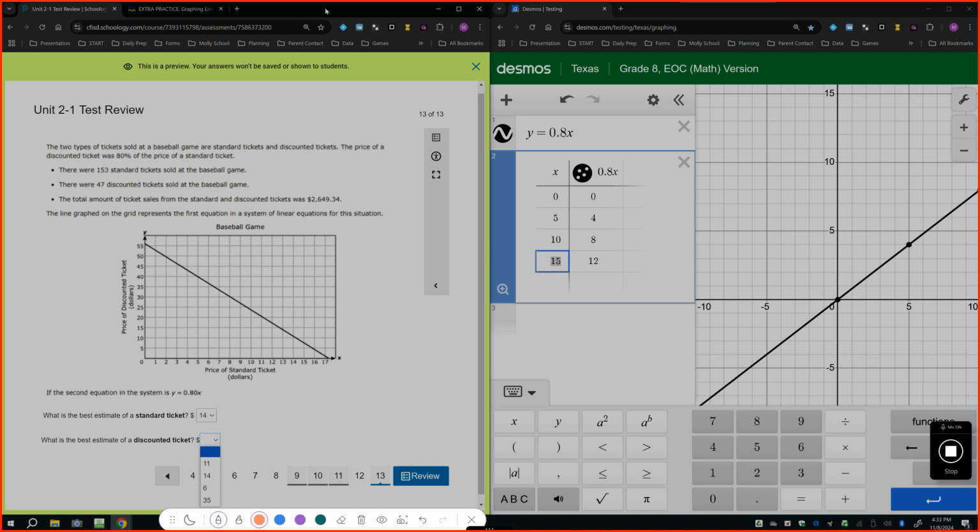Now, if I look at the discounted ticket, same thing. If I go up 6, that's over here. That's not where they cross. The reason I said that is because discounted tickets are over here. If I go up 11, that is about where they cross. If I go up 14, that's before where they cross. 6 is nowhere near where they cross, and 35, they don't cross there. So again, I feel pretty good about 11. It's an estimate. It doesn't have to be perfect. Okay, so that's our review.